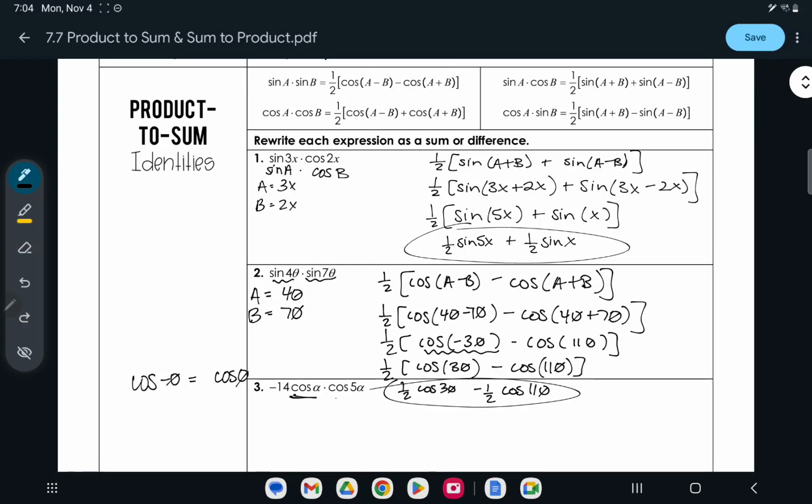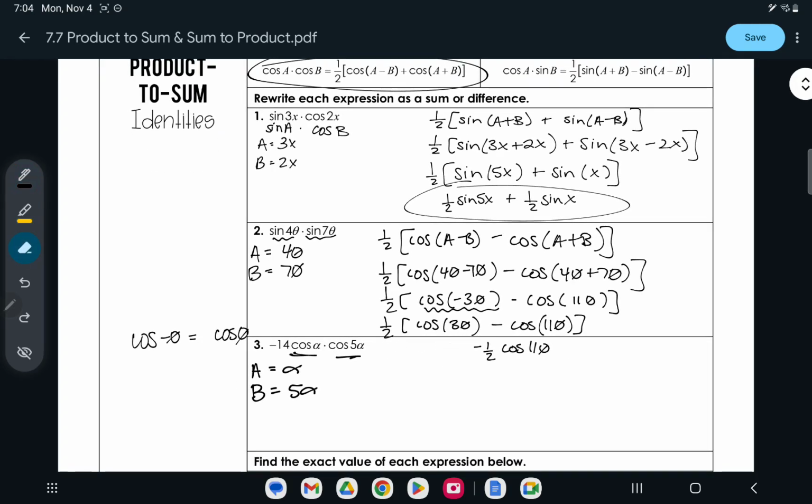This next one, I have a cosine. So that's this right here. So let's see. A is just alpha, B is 5 alpha. I'm going to erase this out of my way. I'm going to write the formula. 1/2 cosine A minus B plus cosine A plus B.